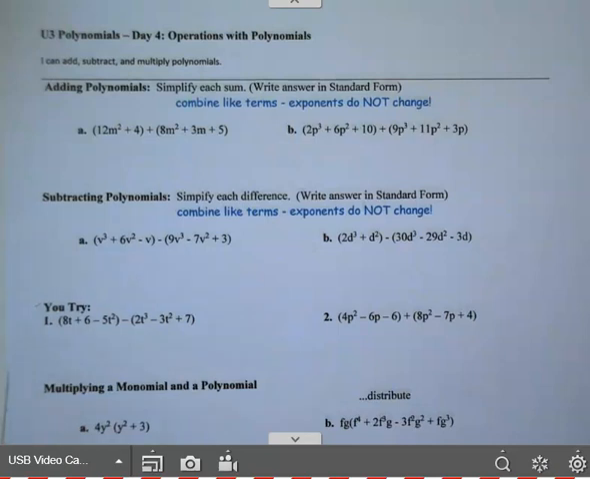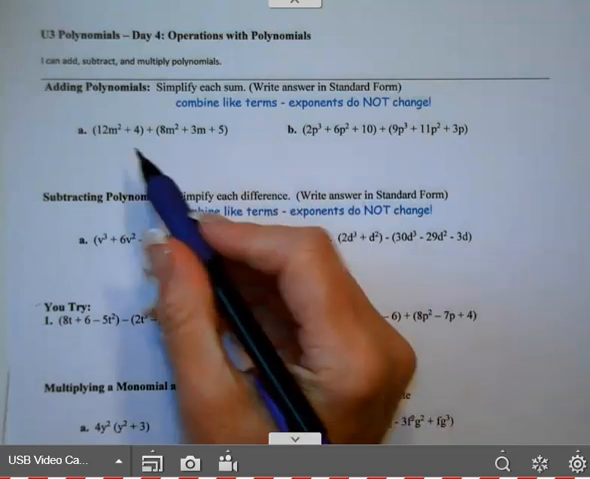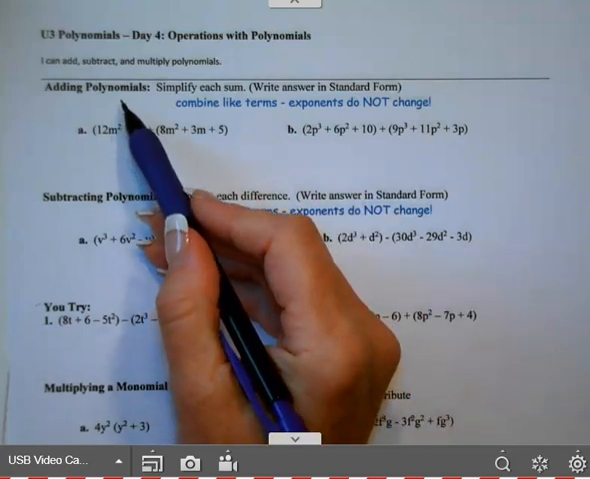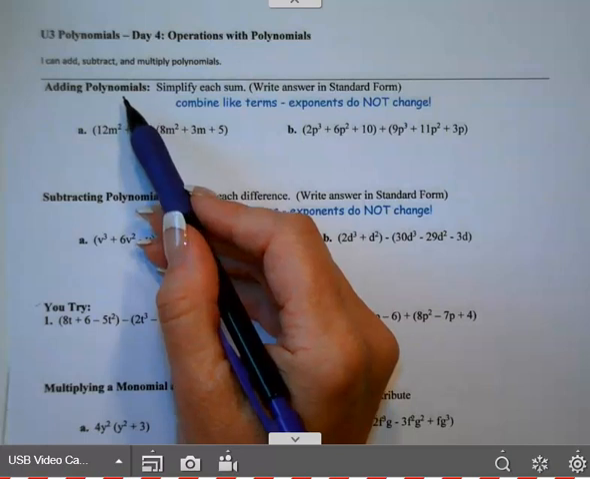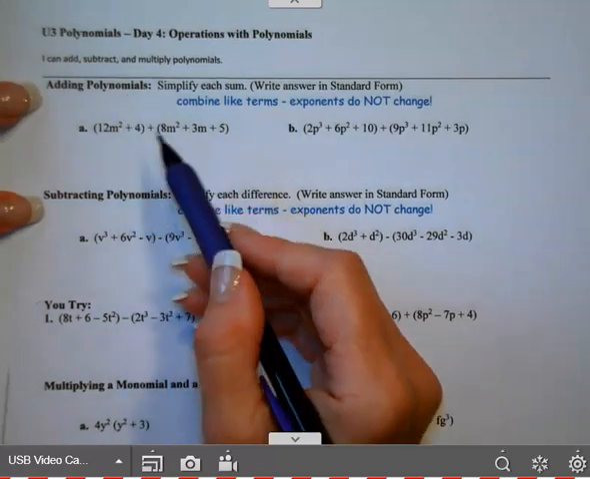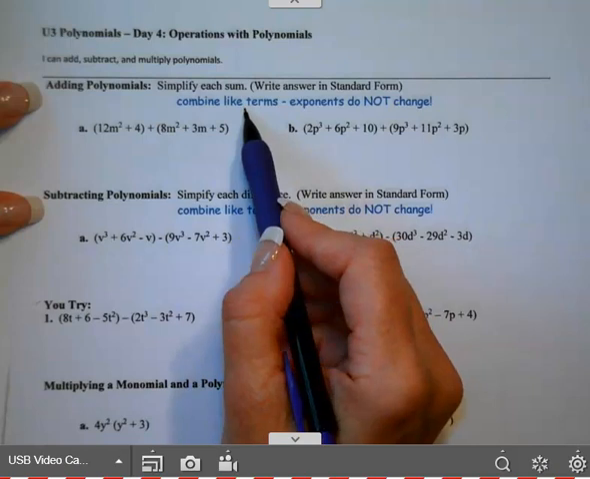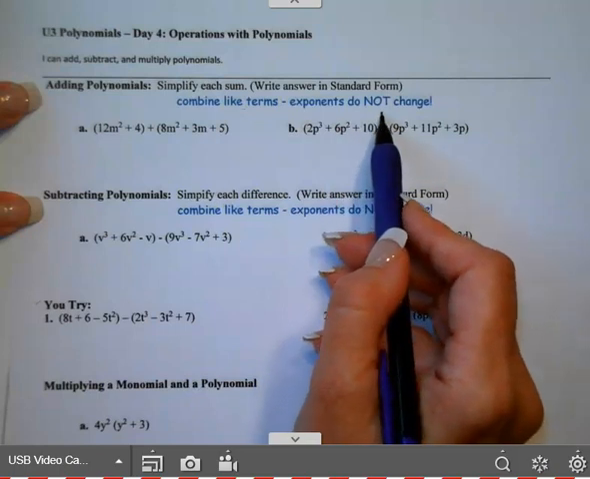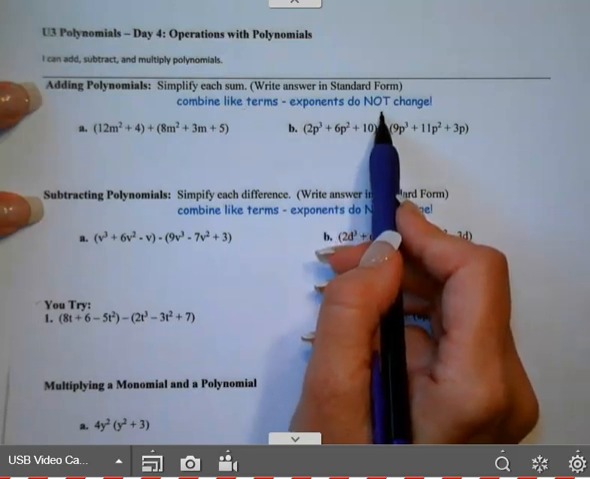In this lesson, we're going to review operations with polynomials. You did this back in Algebra 1, and specifically we're going to look at adding, subtracting, and multiplying. For both adding and subtracting, you're going to combine your like terms. Like terms have the same letter and exponents. When you add or subtract, your exponents do not change.